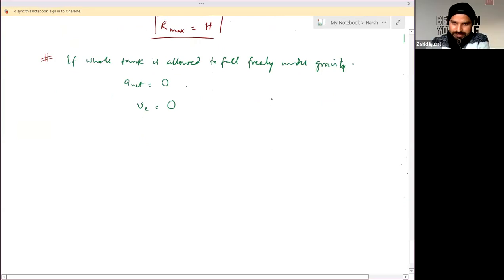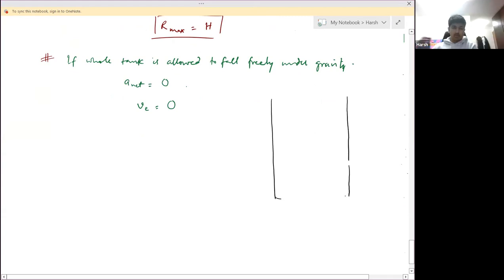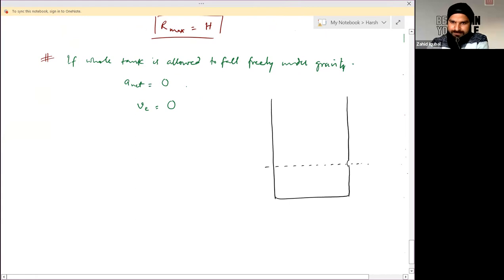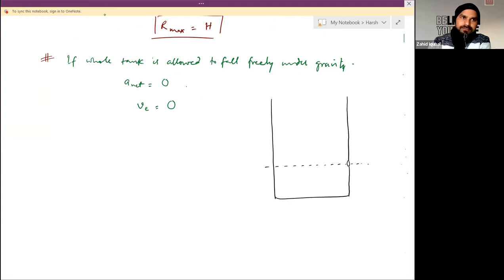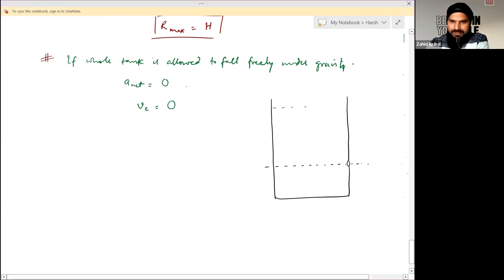Suppose there is a tank and there is a hole at this point in which level of liquid is up to this point.